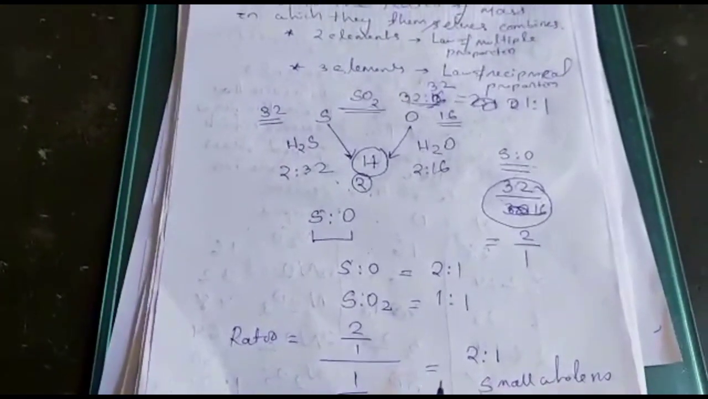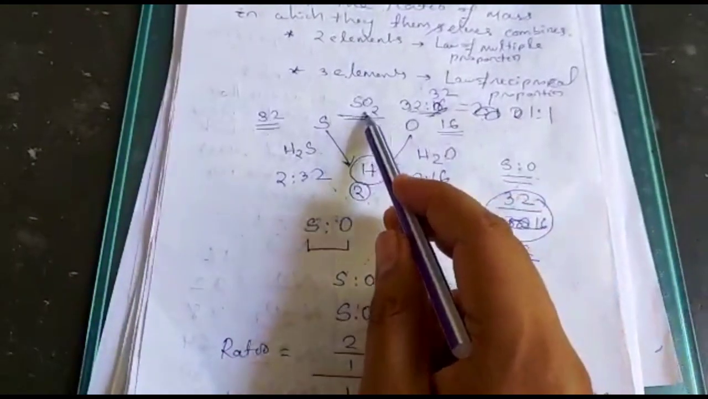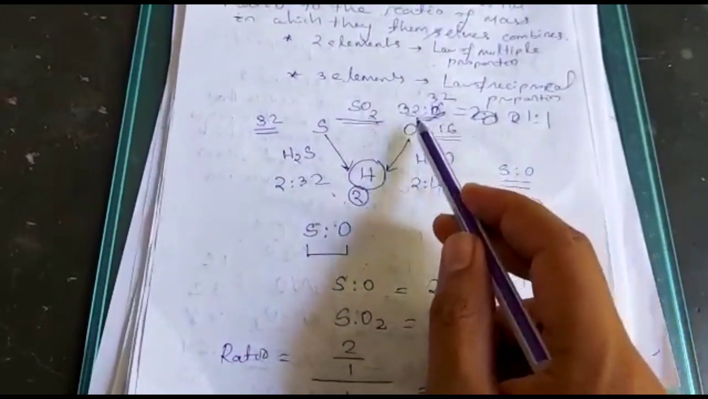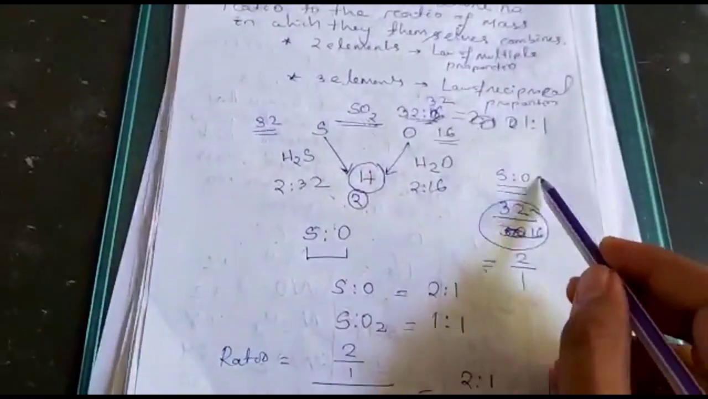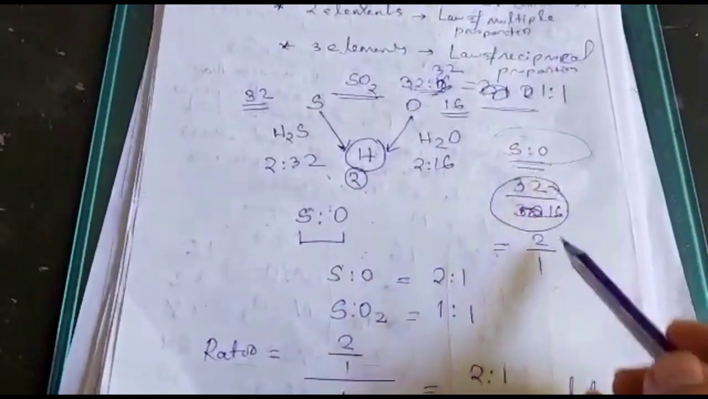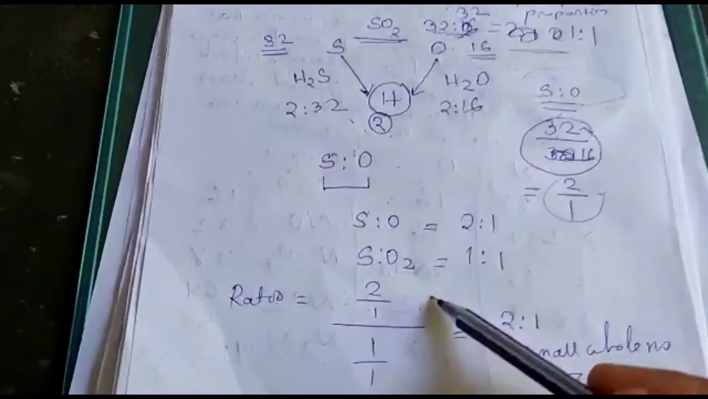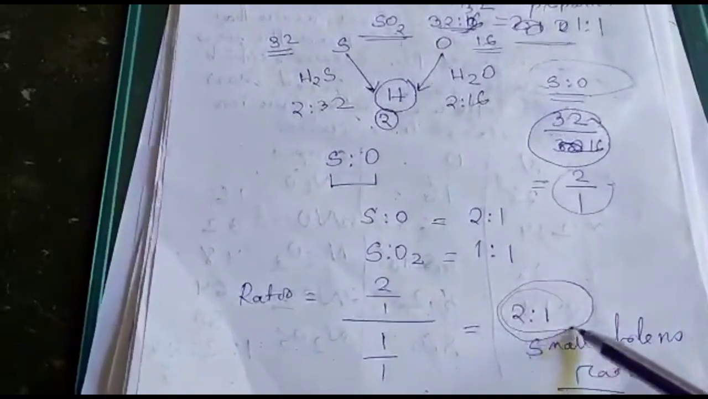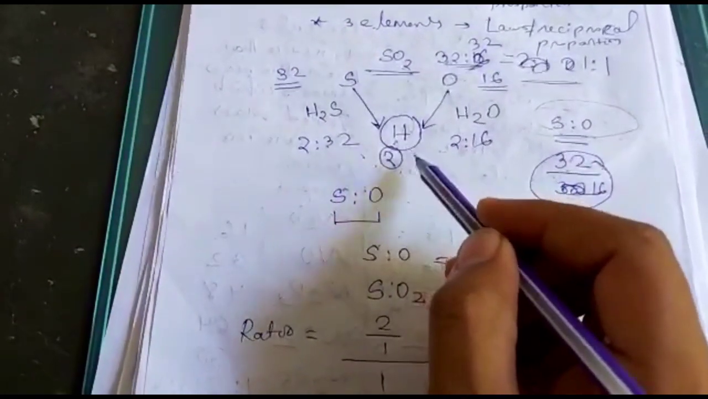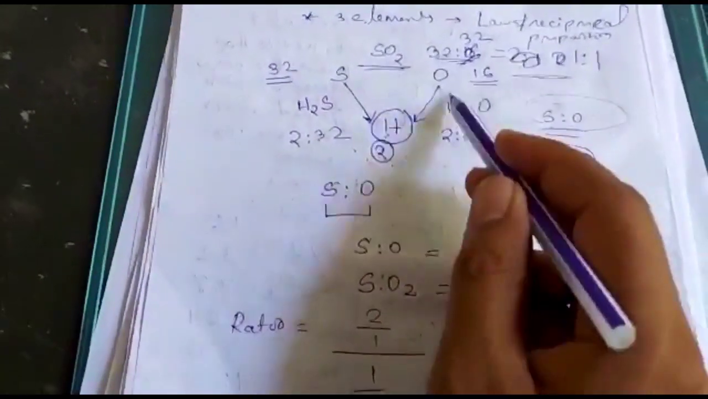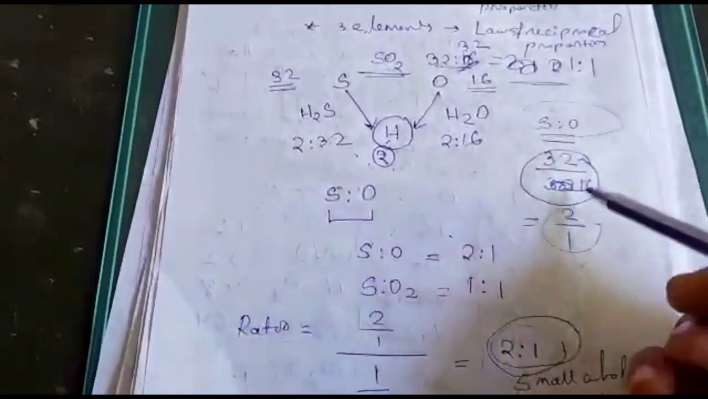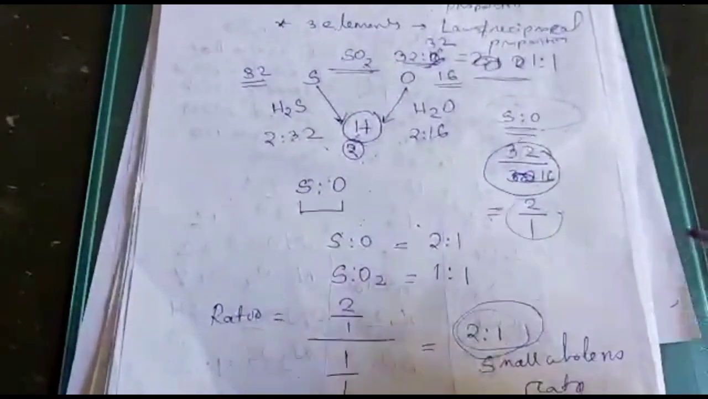Remember, you have to find the ratio of sulfur and oxygen, once for SO2 and once for SO. When it is SO2 it is 1:1, when it is SO it is 2:1. Now find the ratio, and you will find a small whole number ratio. But the condition is that hydrogen should be in fixed mass and they must combine with the hydrogen. Only in this case can we use the law of reciprocal proportion.